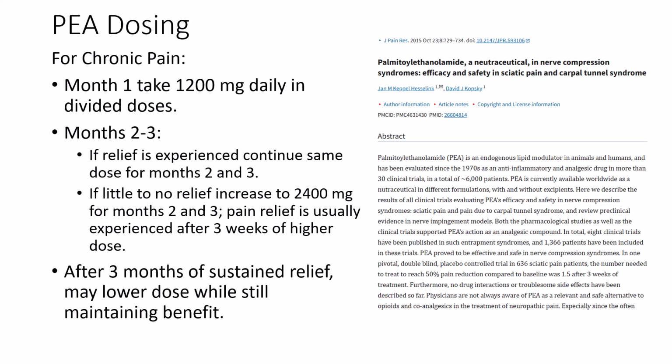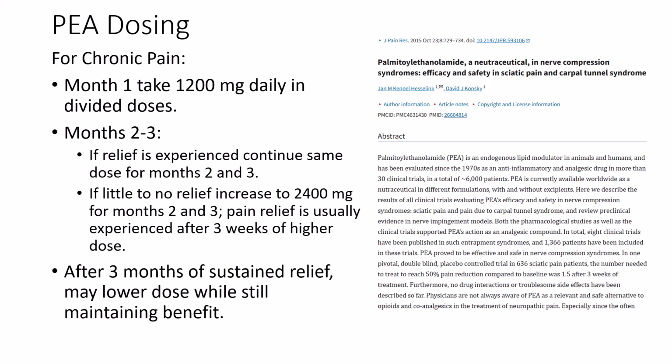This is the study that I showed you a couple of slides ago on PEA relieving sciatica. One of the authors is Professor Jan Keppel-Hesselink. Professor Hesselink recommends this dosing of PEA. You start by taking 1,200 milligrams in divided doses daily and do this for 1 month. If you experience significant relief during that month, then continue the same dose level for 2 more months.